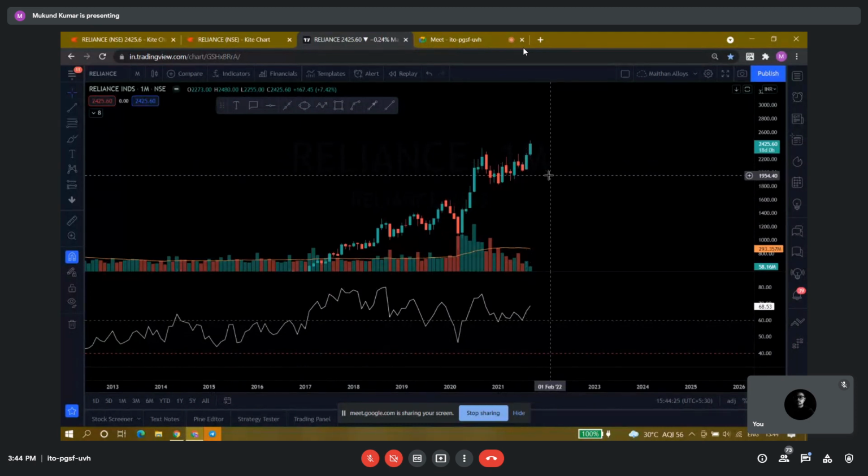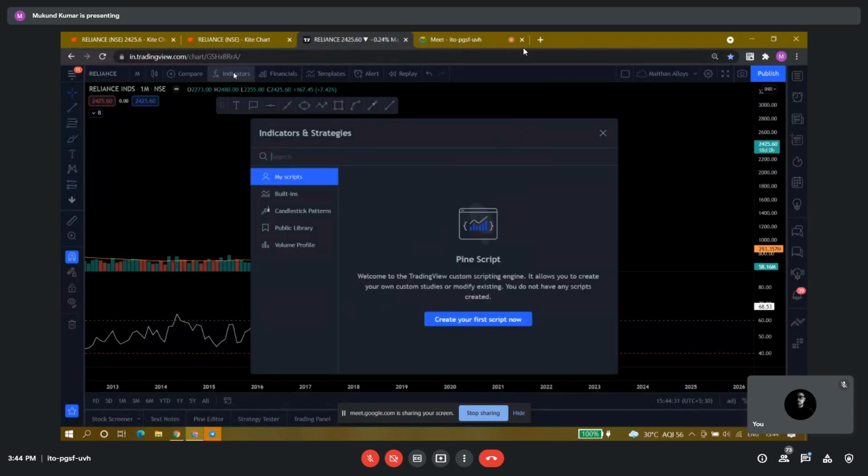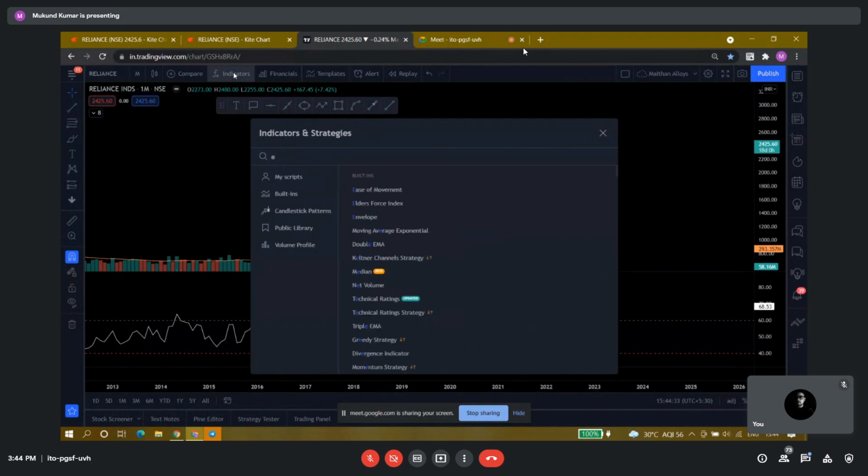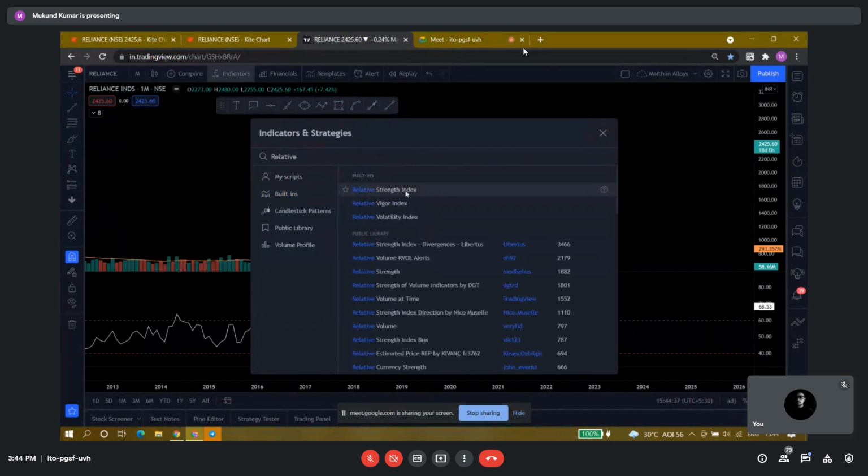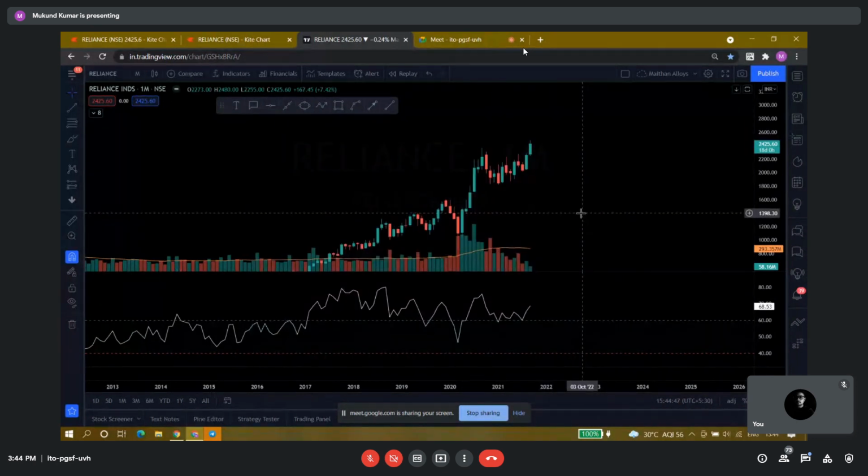Sorry, which RSI to consider? There is only one RSI. If you search now, you will get this Relative Strength Index, or RSI. You have to follow this only, nothing else. Simple RSI indicator, nothing else you need. Okay. Thank you.